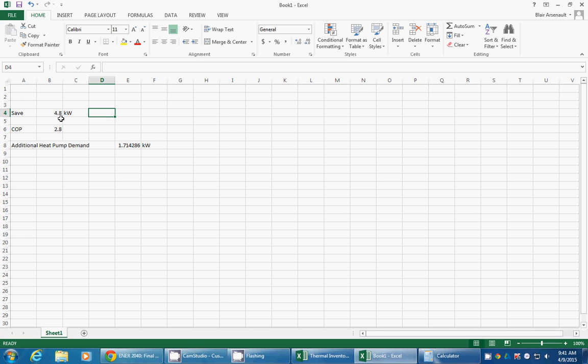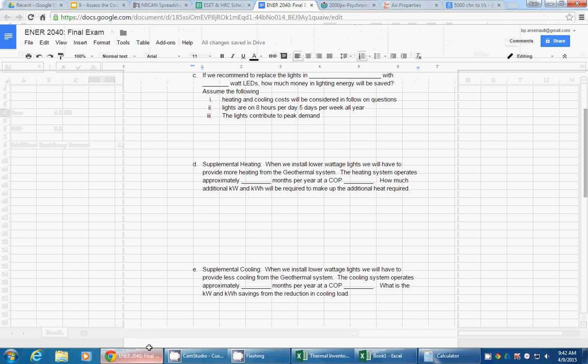Shouldn't that be the new demand, not how much we saved? No, because here we're talking about we've saved 4.8 kilowatts from retrofitting the lighting, so we're going to have to put 4.8 kilowatts back into the system, and that's what we're doing with the heat pump. So the total savings of kilowatts is actually like 3.1. 3.1? Yeah, 4.8 minus 1.7. Oh yeah.